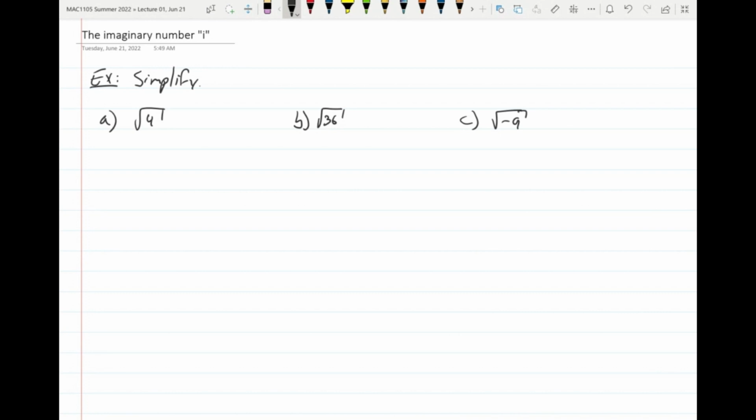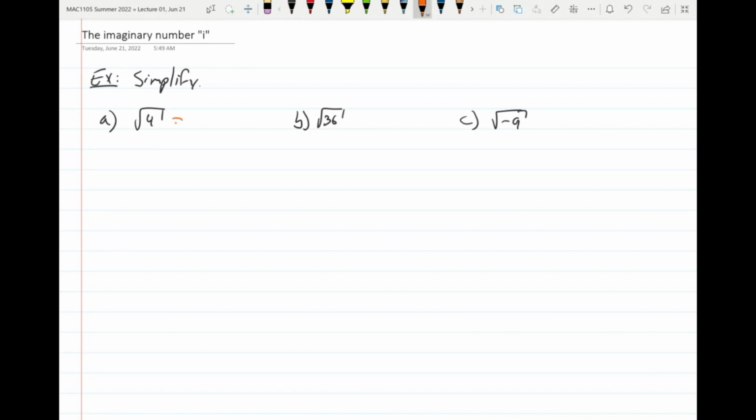Again, assume at this point that I have not mentioned to you what i is. So all you know right now are real numbers, even though you probably already know what happens in part C. But just assume that you know real numbers. So what's the answer to A?